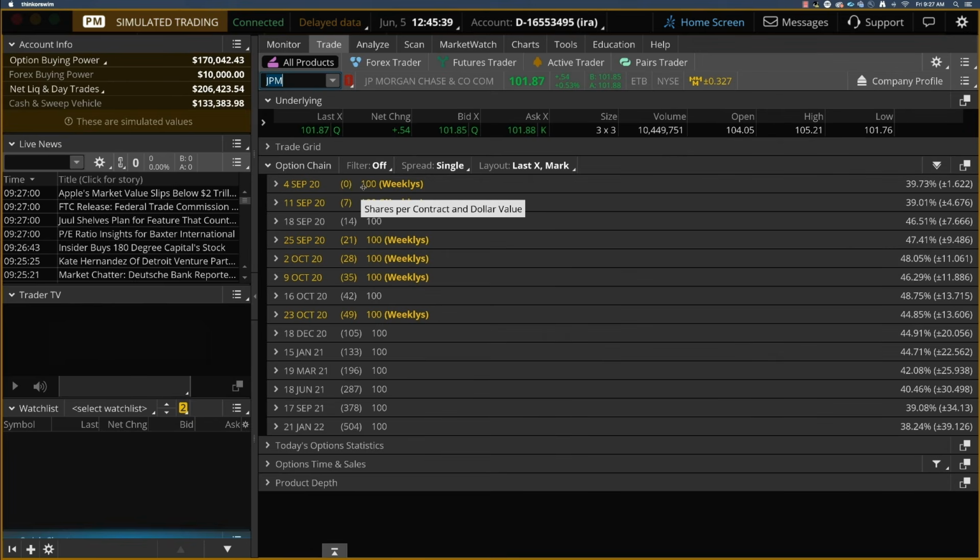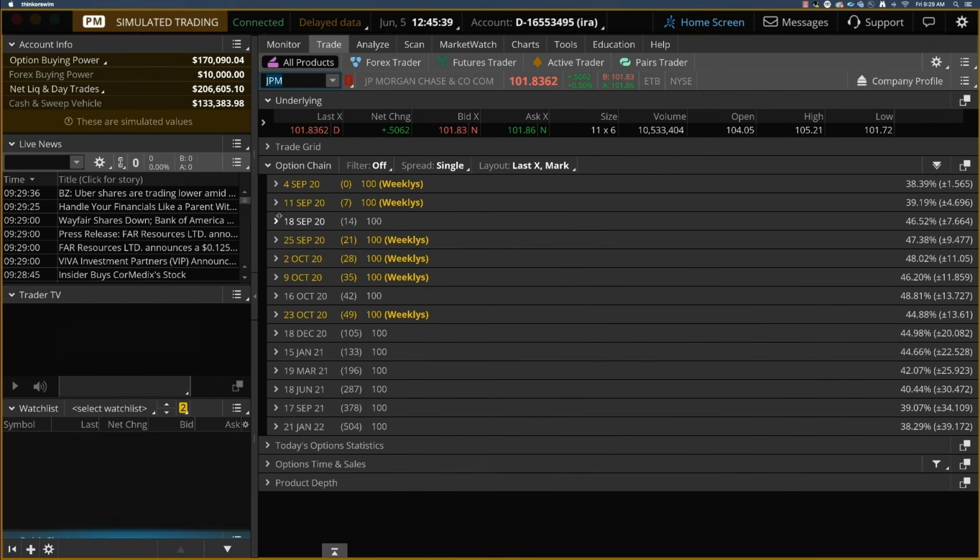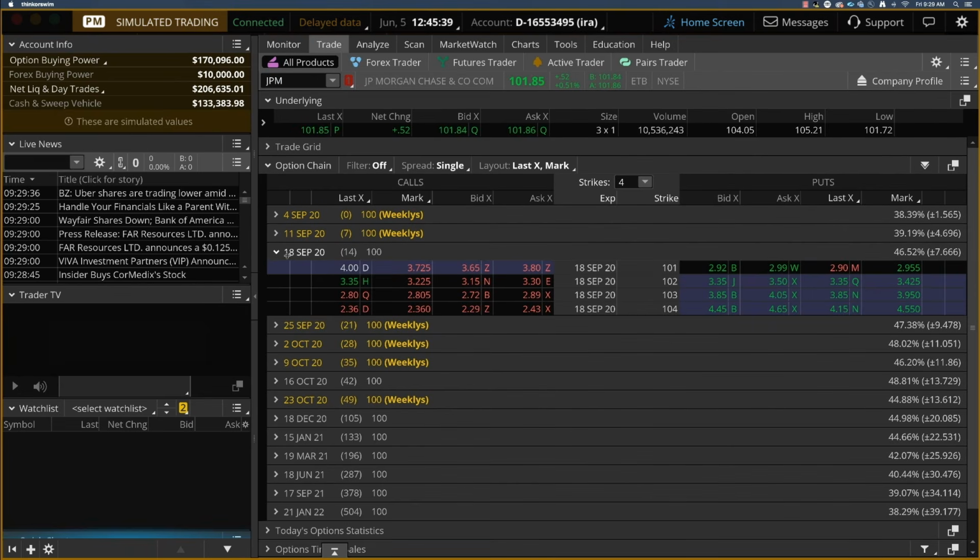Today is expiration. This has 100 shares in the contract, and like labeled, we can see that these are weekly options. The ones that are in this white font are what's called the monthly options. And we'll start here. You'll see that these expire on the 18th of September, 2020, and have 14 days left to expiration. Again, you could put your cursor on that. The investor could click on that triangle right there. If we click on that triangle, that will expand it so we can see which strikes this option expiration has.